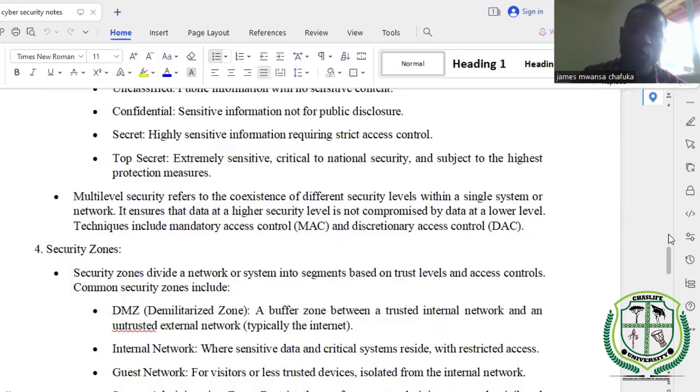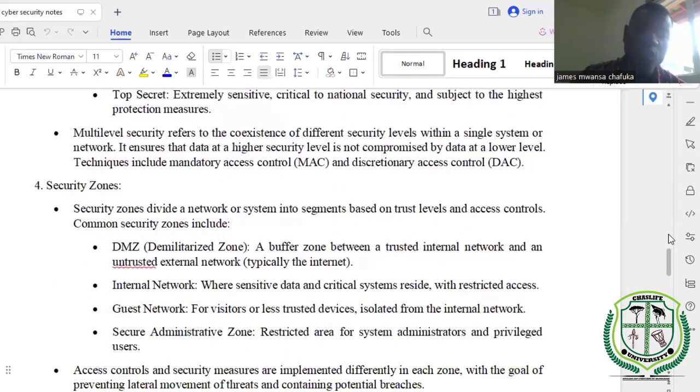And then, remembering we were talking about security zones, we also have the internal network, where sensitive data and critical system resources reside with restricted access.